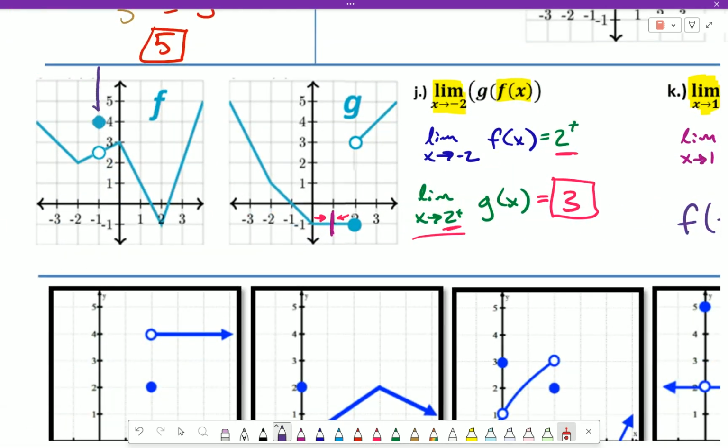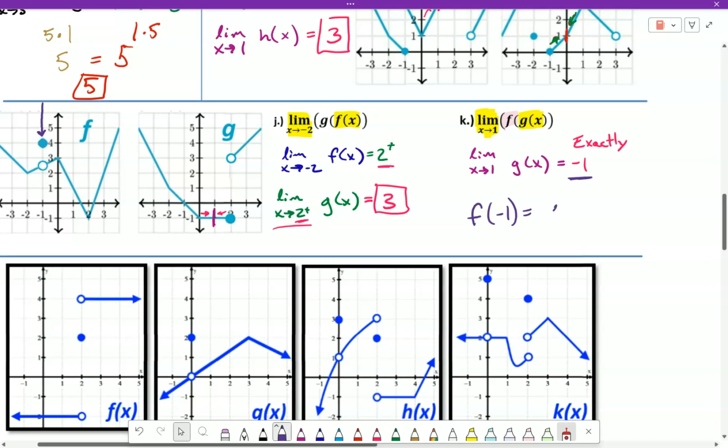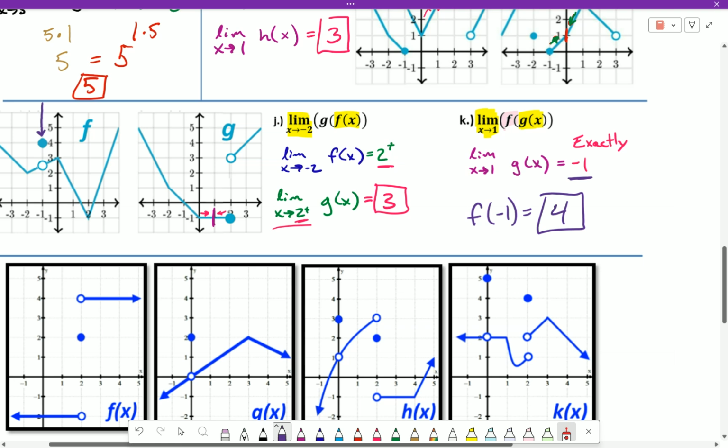So that's my parachute guy. I'm parachuting down. What is f of -1? It is that closed circle. The answer is 4. It's different. You've got to think your way through it. You take one answer, you use it to solve the second one. Questions on that one? Letter K.